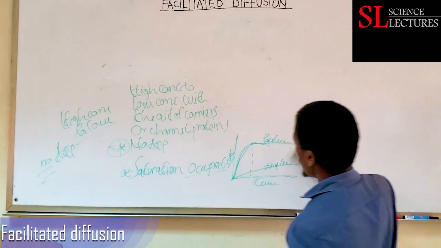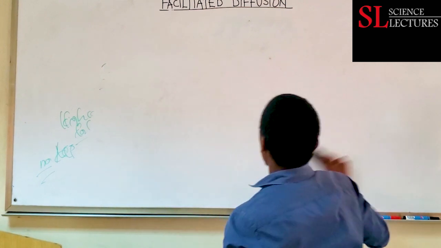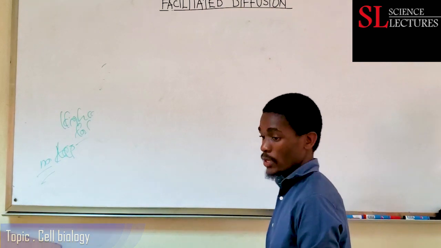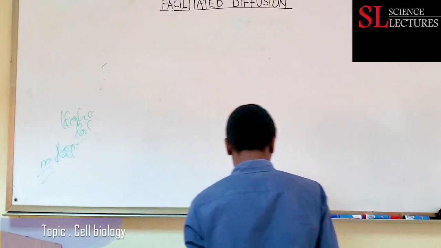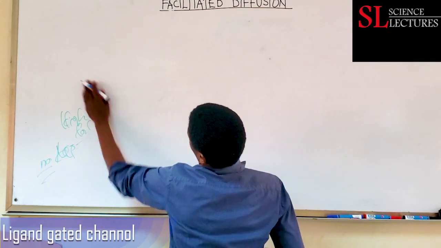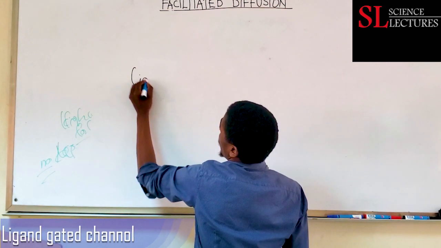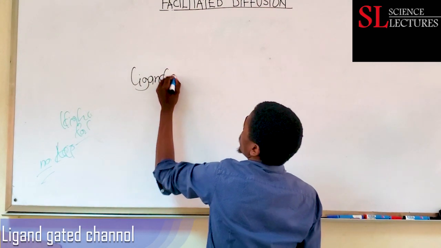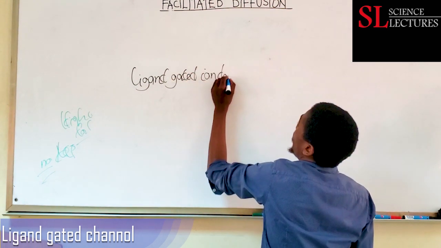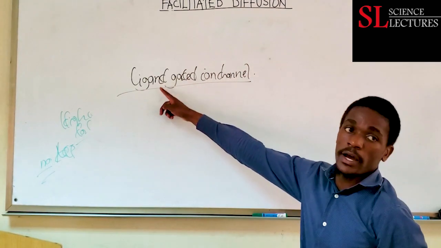But we need to give some examples of facilitated transport, like where it happens in the body. So one of the examples of facilitated diffusion, we are going to give channels. We will start with a ligand gated ion channel.